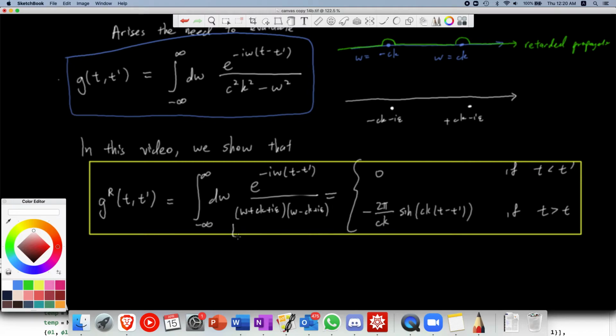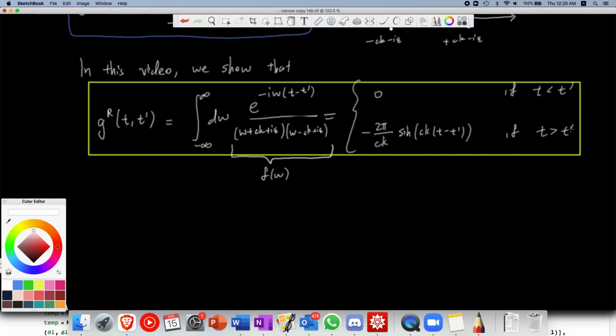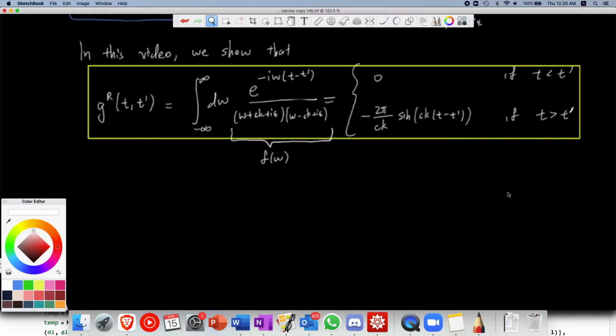Throughout this video, I'll refer to this part as f of omega for brevity. And what I'll show in this video is how this integral evaluates to the following value. If t is less than t prime, this integral evaluates to 0, and if t is greater than t prime, then it evaluates to this value. So how do we do that? Let's do the first case. If t is less than t prime, then the first thing we know is that t minus t prime is less than 0, so minus t prime is greater than 0.